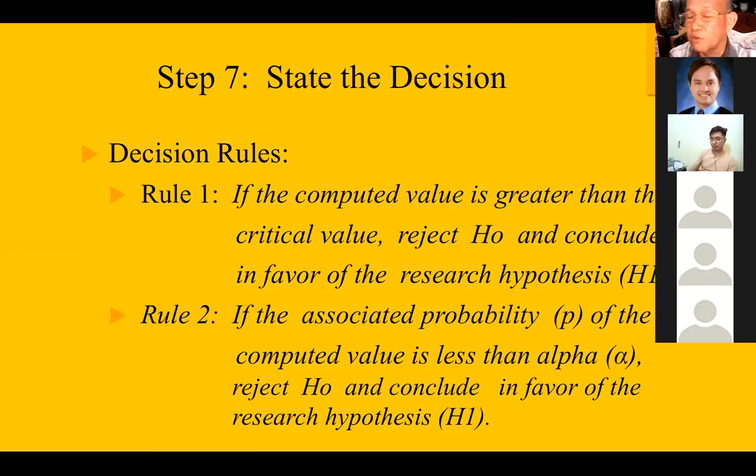All right, ito yung decision rules na binanggit ko sa inyo kanina, no? Rule 1, if what is given is computed and critical, o kaya kung nag-manual computation kayo, ang rule na gagamitin nyo, rule 1. If the computed value is greater than the critical value, the decision is to reject the null hypothesis and conclude in favor of the research hypothesis. Pag computerized ang data, gamitin niyo yung rule 2. If the associated probability or the P of the computed value is less than alpha, reject the null hypothesis and conclude in favor of the research hypothesis. I hope that's clear to the group. Okay, let's go to the next slide, please.